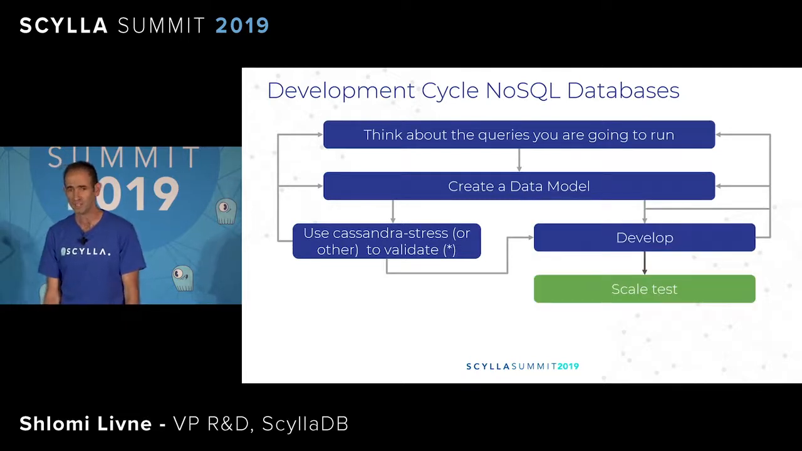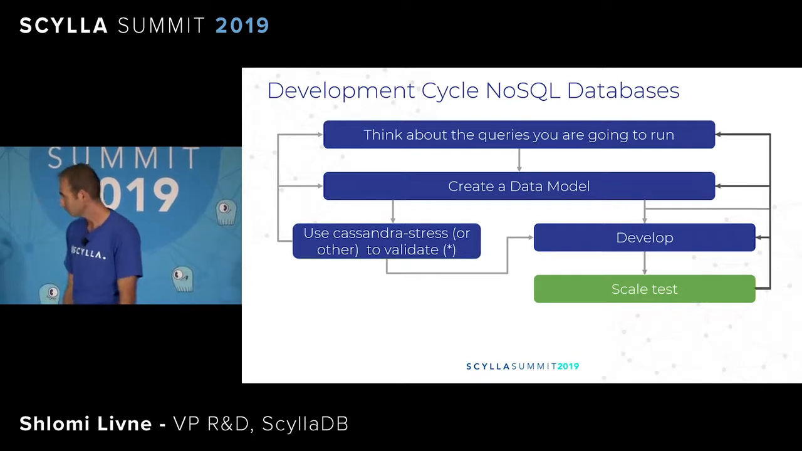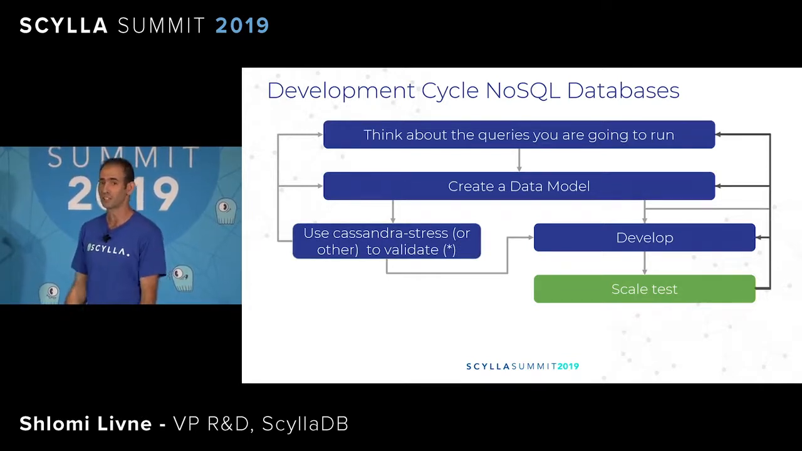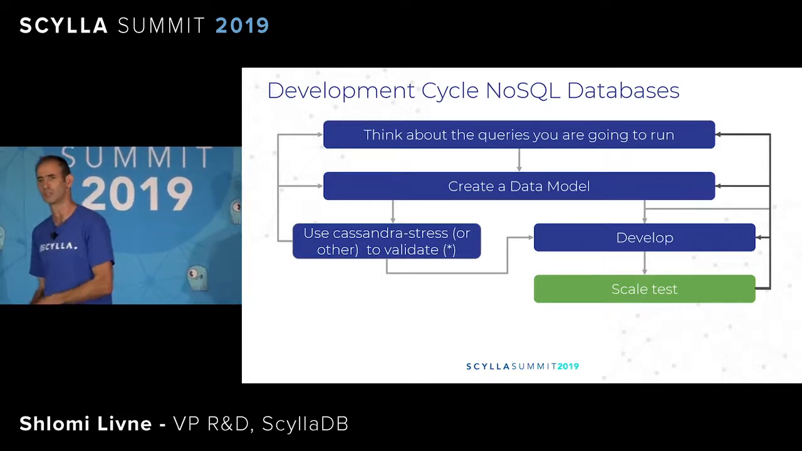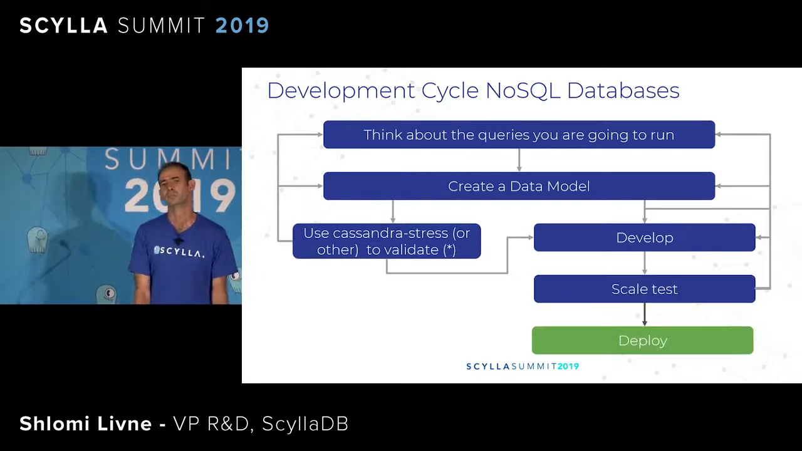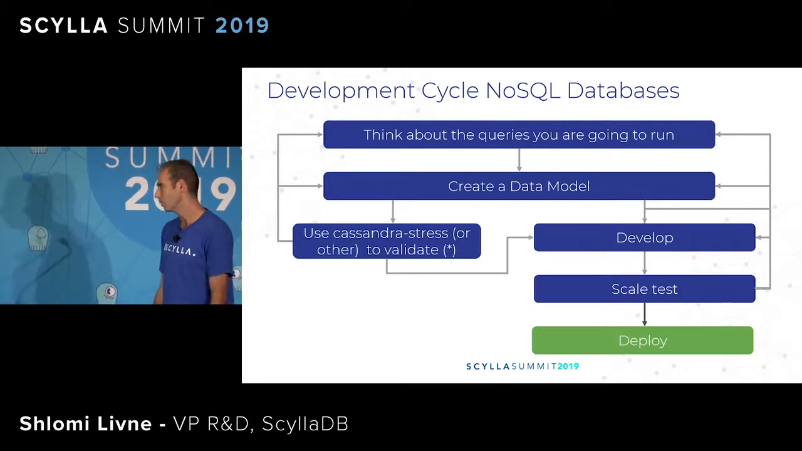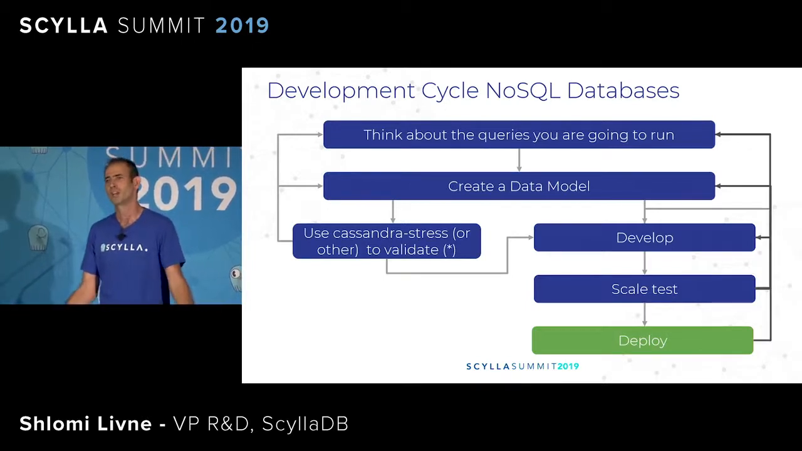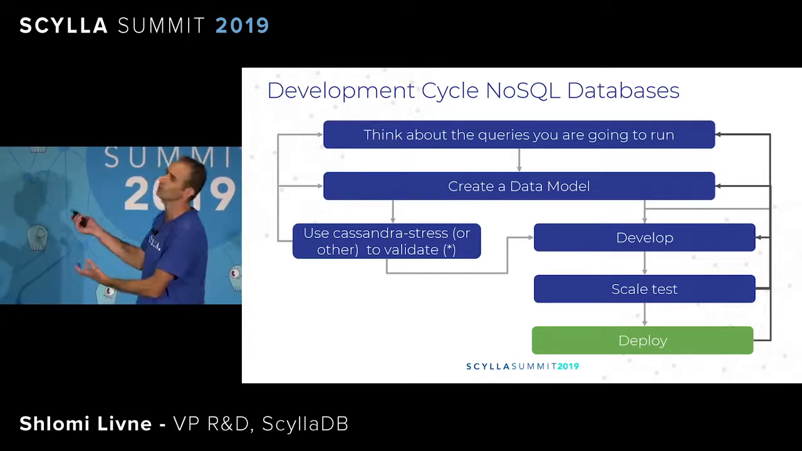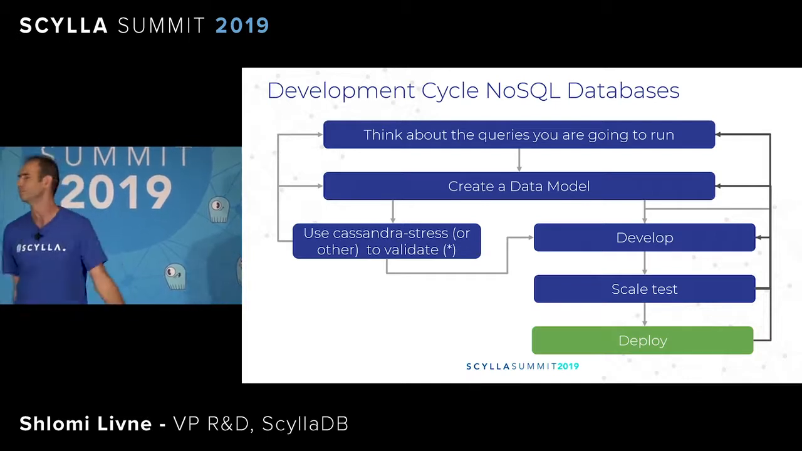Once development is done, or at least a portion of it, you move to scale testing. And the reality is that many times you find yourself with large partitions, and that requires changing the data model, adapting your queries, and handling them. So finally, we finished the development, and we're ready to deploy. And once we deploy, we find that we have hard partitions, and we need to deal with that. So we change our queries, change the data model, everything is great.